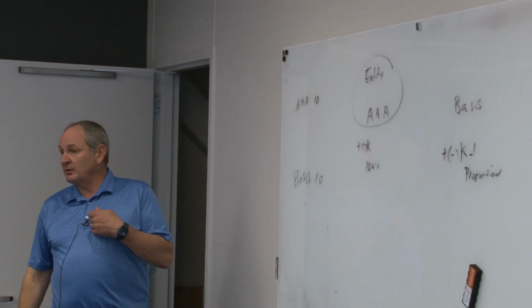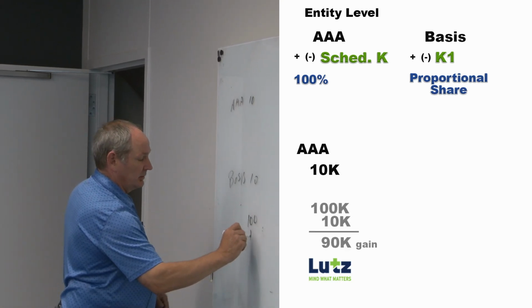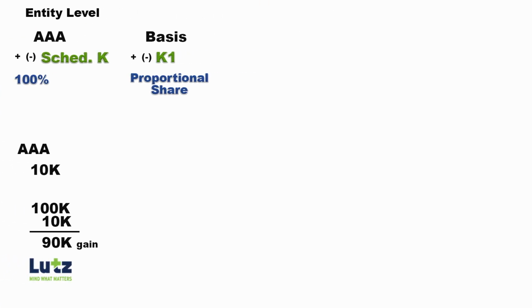I buy Lucas's stock for 100. Lucas has 10, so a 90 gain. What is my basis in my shares? 100. So if somebody buys into the corporation, basis and AAA are now different. What happens if somebody dies? It's going to go through an estate and it's going to get a step up to fair value. Basis and AAA are now different.